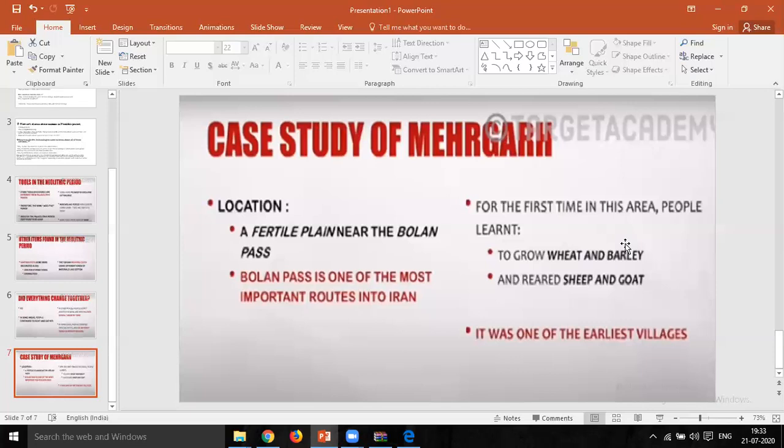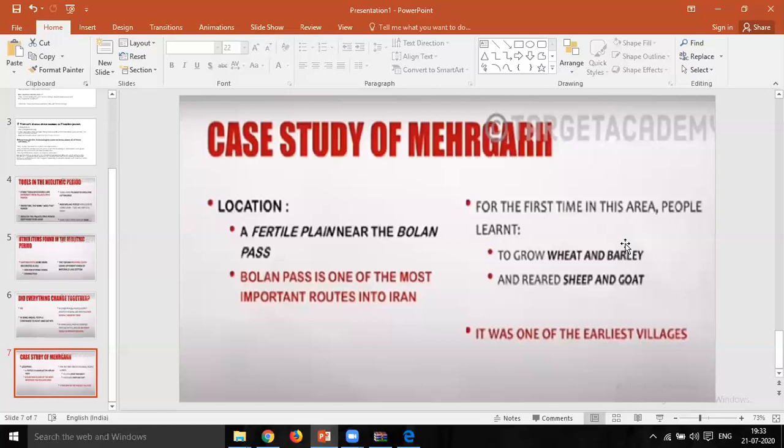Okay, and they also started rearing sheep and goats for the first time in this area. So it is one of the earliest villages that we know about. Which village? Mehrgarh. At this site, many animal bones were also found, including bones of wild animals. Which kind of animals? The bones of animals such as deer and pig, and also bones of sheep and goat were found in Mehrgarh.